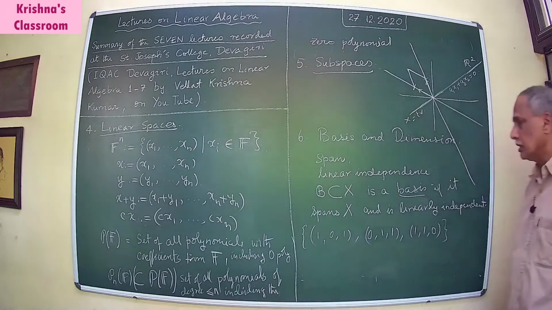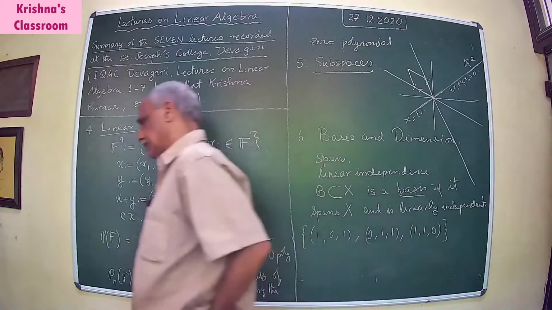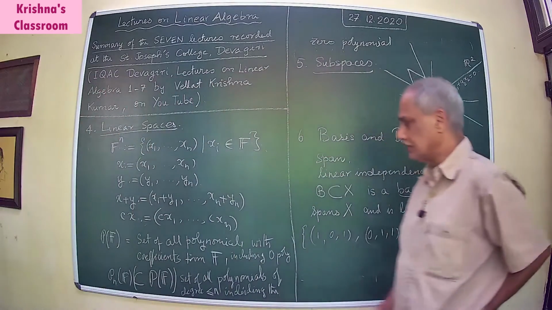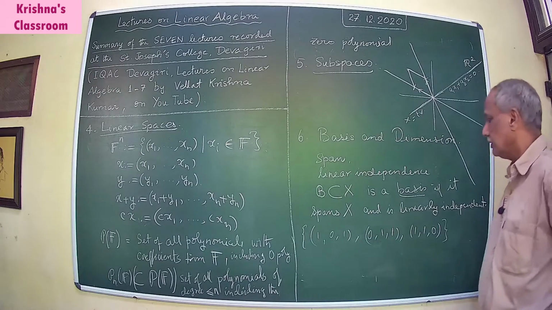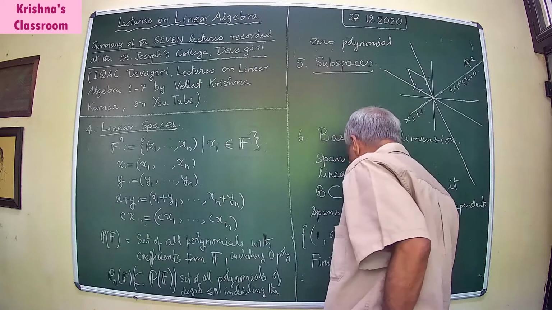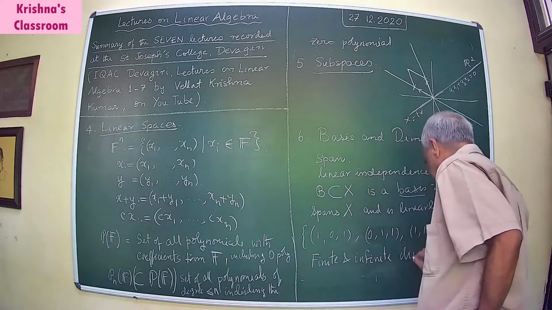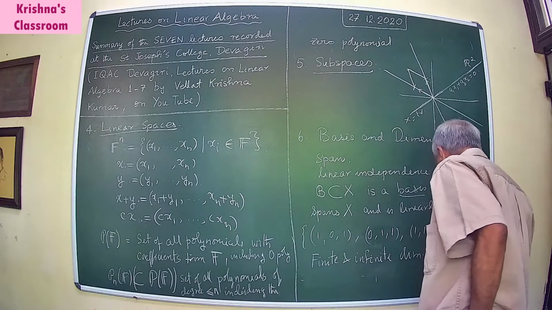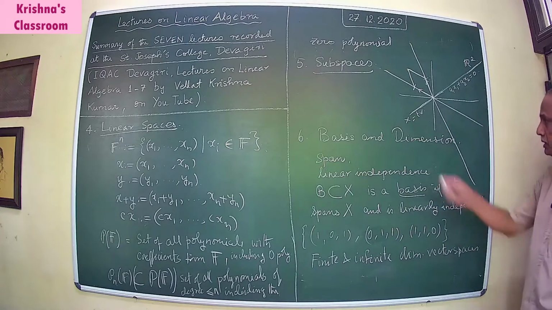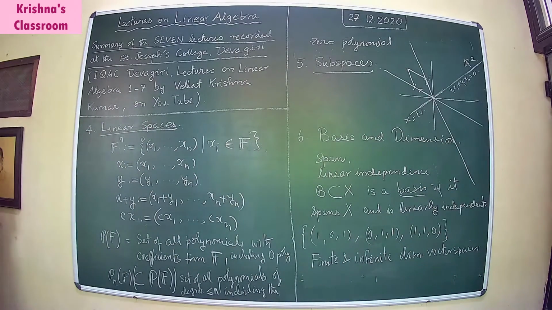So if you have a spanning set which is finite, then you say the vector space is finite dimensional. The vector space is infinite dimensional otherwise. Now this is the definition of finite dimension and infinite dimension. These concepts are explored in this chapter. Then of course you prove some wonderful results.